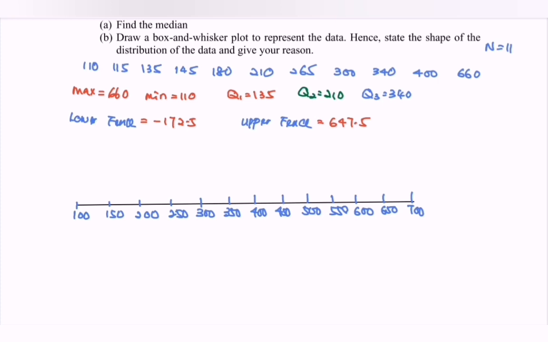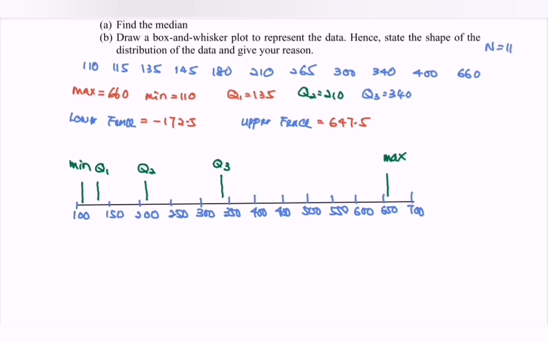So here we have the situation. Next, locate the minimum value, where we have 110, followed by the maximum, we have 660. Then the first quarter, we have 135. Then we have 210. Then we have 340. Next, we have the lower fence, negative 172.5.